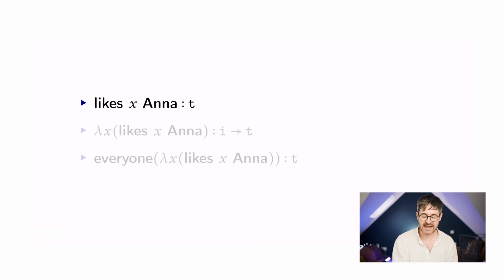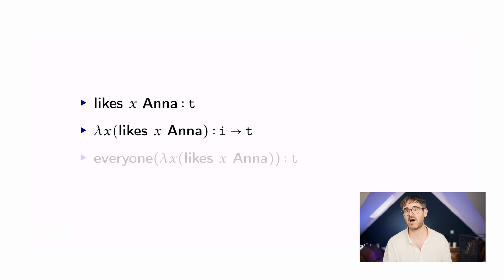So likes needs two individual inputs. So we can take an individual variable X and a name Anna. That's going to make a sentence, something of type T. And then we can abstract on that X. So we get a lambda abstraction. Lambda X likes X Anna. Okay, this is something of type from I to T. So it's a predicate. Think of it as a function from individuals to truth values. And we're abstracting on the first place of the likes relation, okay?